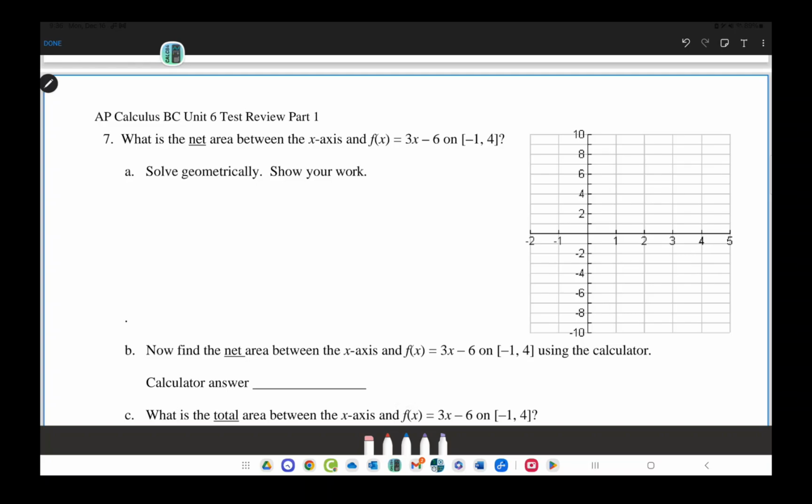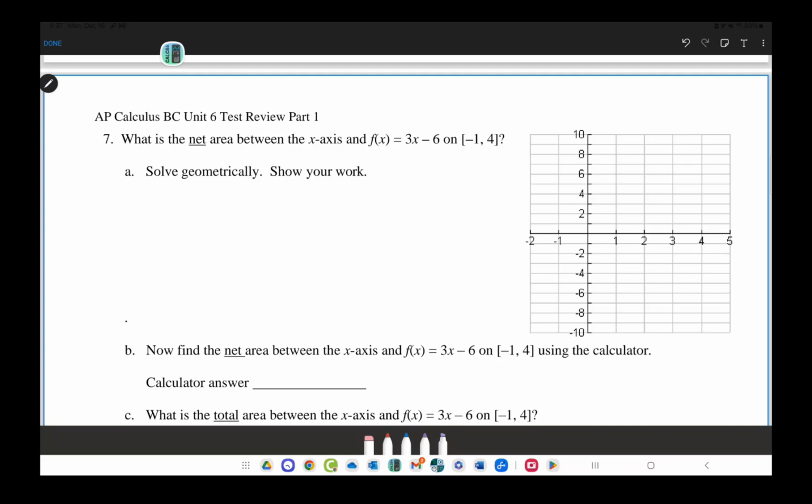There'll be a question like this one. The difference here is you don't have the function, you have the graph. You don't need the function. You will be able to solve geometrically, which means you do need to know how to find the area of triangles, rectangles, and circles. No, I will not give you the area of a circle. You have to know that.